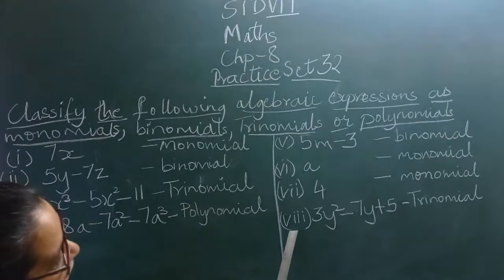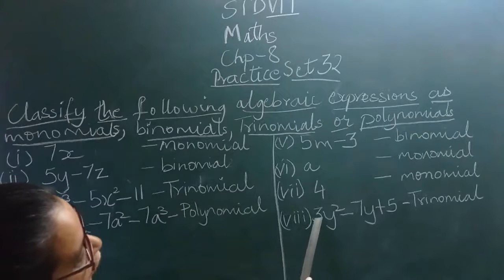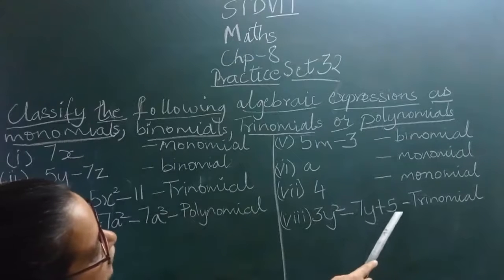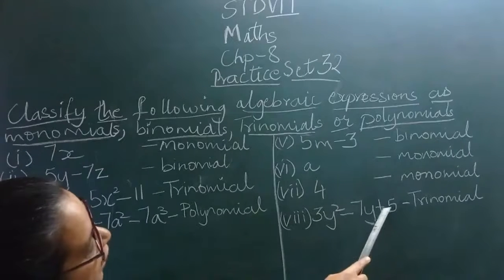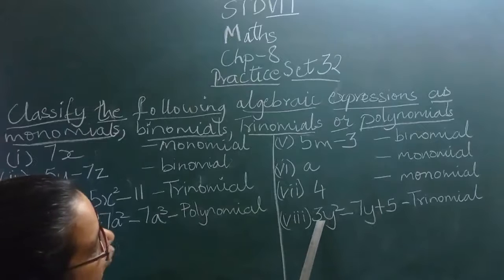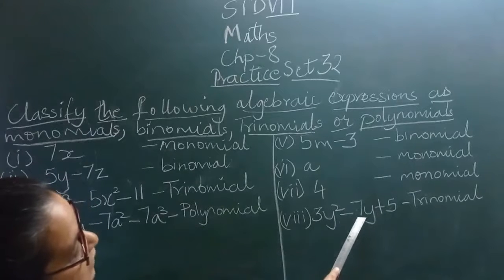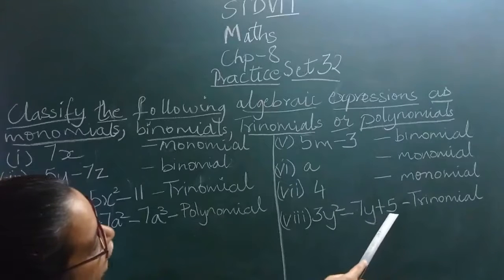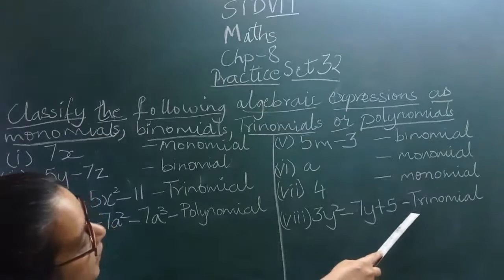Eighth example of algebraic expression, 3y square minus 7y plus 5. Three terms are there. First one is 3y square, second one is minus 7y and the third one is plus 5. So it is a trinomial.